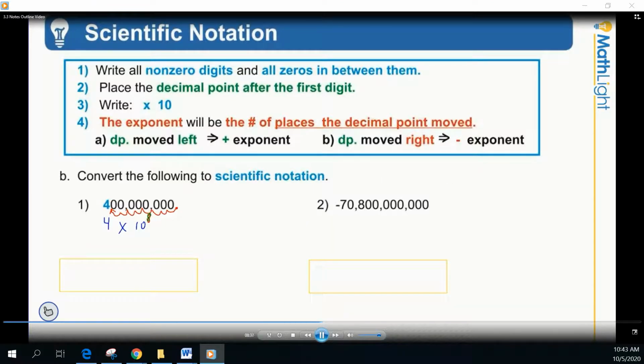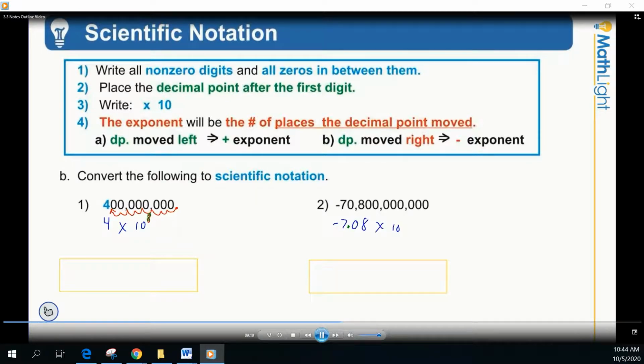Negative 70, what is that? $1,800,000,000. Okay, don't let the negative scare you. So what are you going to do first? You're going to write all non-zero digits and any zeros in between. See, I need that 0 between that -7 and that 8. Second step, I'm going to place the decimal point after the first digit. Remember, proper scientific notation, the numbers are always between 1 and 9, that first digit. Okay, next times 10, and now you got to figure out your decimal point.